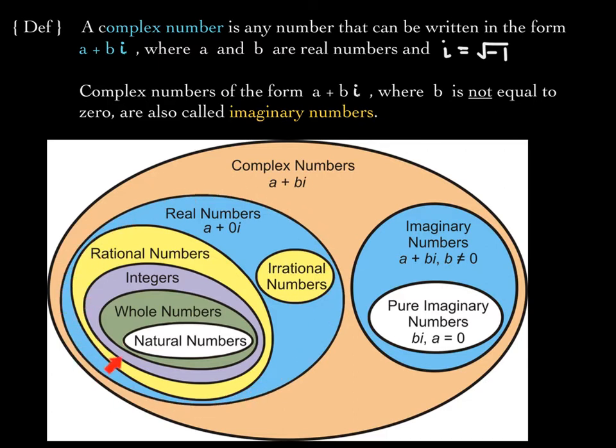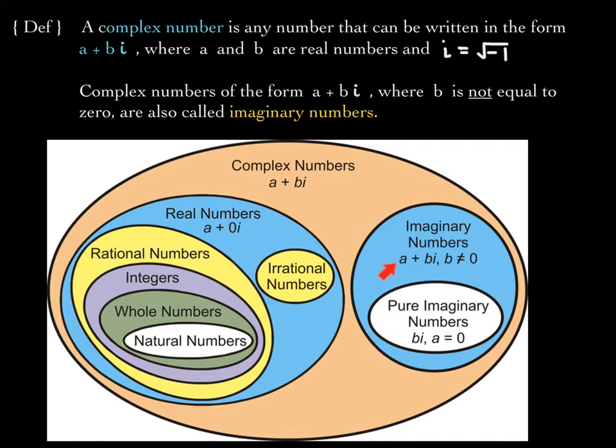And now we introduce complex numbers of the form a plus bi. Now, complex numbers of the form a plus bi are also called imaginary numbers. So a plus bi where b is not 0. So for example, the number 2 plus 3i is an imaginary number. 5 plus 4i is an imaginary number. 8 plus 2i is an imaginary number, right?